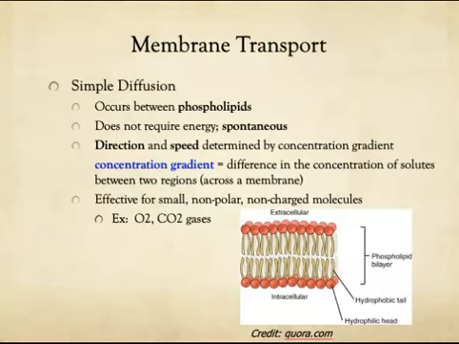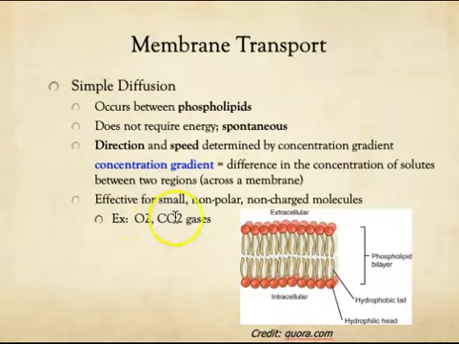But whether or not simple diffusion can occur is going to depend upon the chemistry of the particle trying to get across. Simple diffusion is very effective for small molecules that are non-polar and do not have a charge on them. By small, we mean less than 100 molecular weight. So, good examples of molecules that can get across a membrane using simple diffusion are things like oxygen gas and carbon dioxide gas.